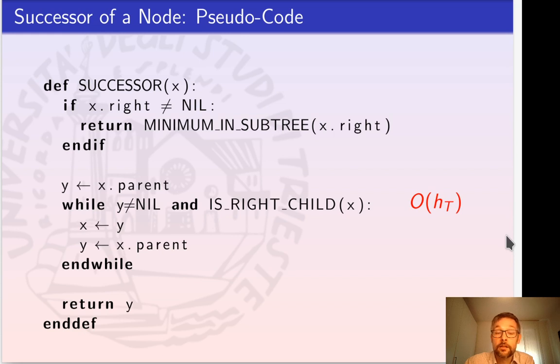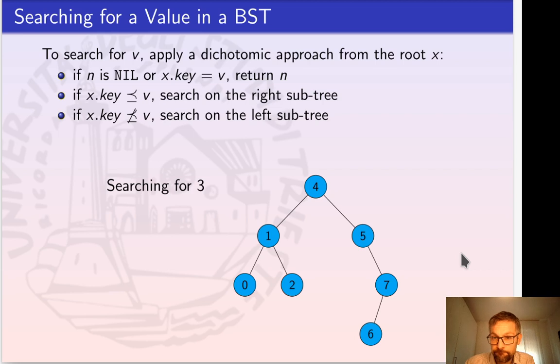So again, finding the successor of a node takes a time which is linear with respect to the height of the tree.